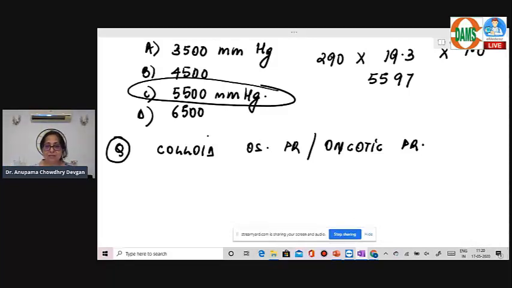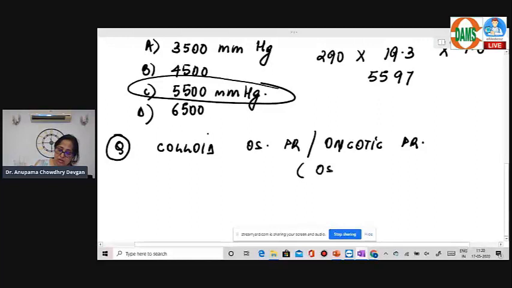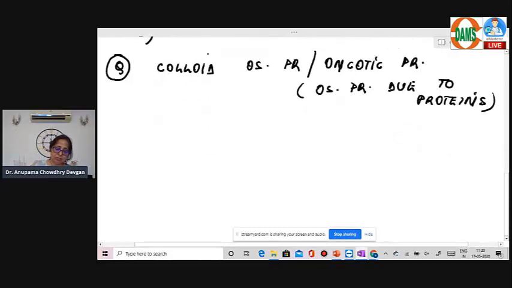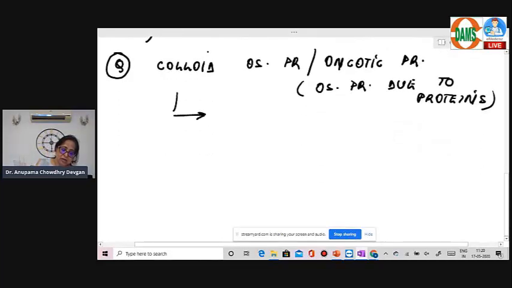Which are the colloids in plasma? Proteins. Colloid osmotic pressure or oncotic pressure is the osmotic pressure due to proteins, due to the colloids in plasma. How much is the colloid osmotic pressure? Colloid osmotic pressure varies between 25 to 28 millimeters of mercury.